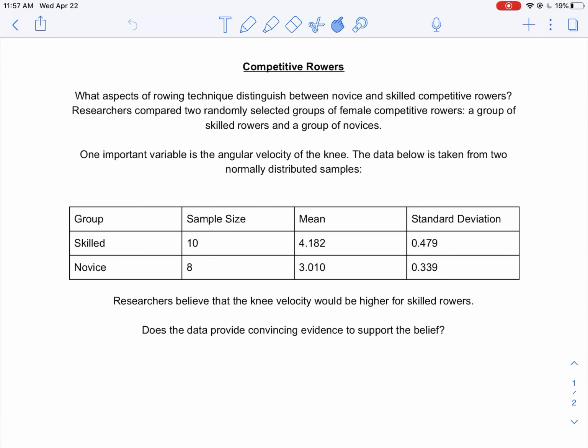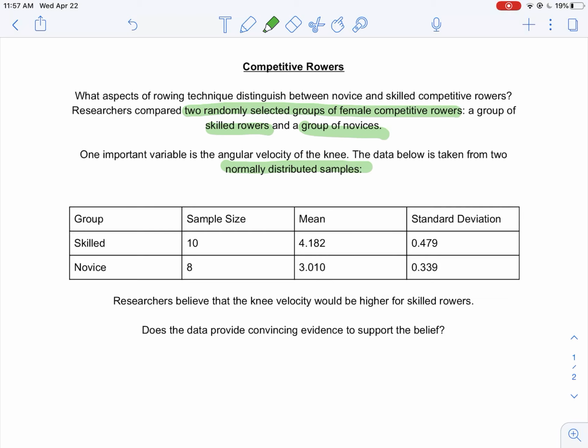All right, we're going to look at this competitive rowers problem here. They're trying to distinguish between novice and skilled rowers, and they focus specifically on the angular velocity of the knee. They selected two randomly selected groups of female competitive rowers, a group of skilled and a group of novices. So we got two groups here. They mentioned the angular velocity is what they're looking at, and then the data below is taken from two normally distributed samples. That's important to note here.